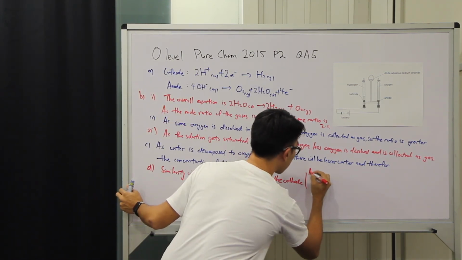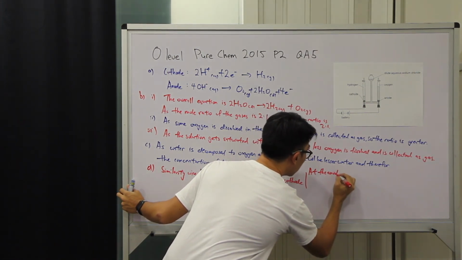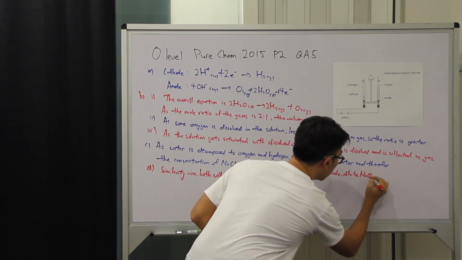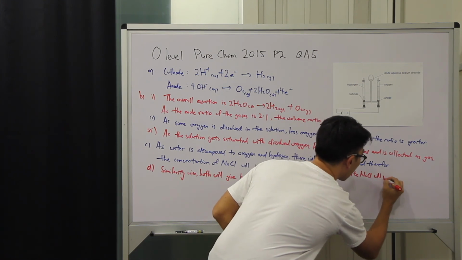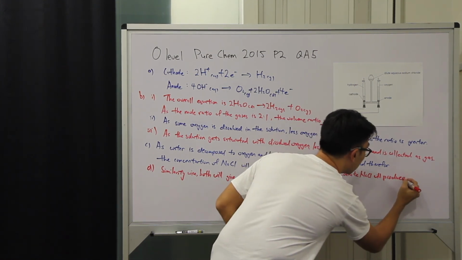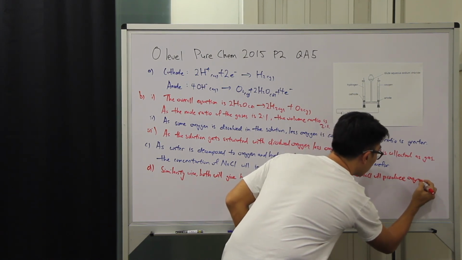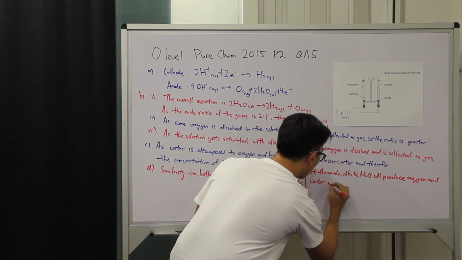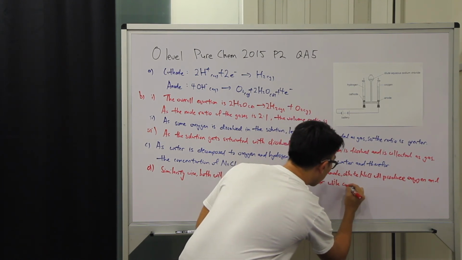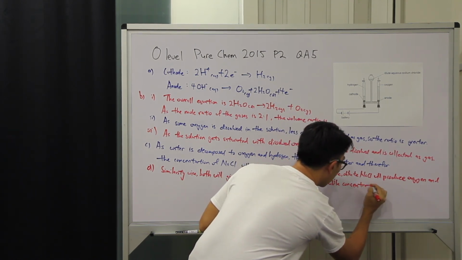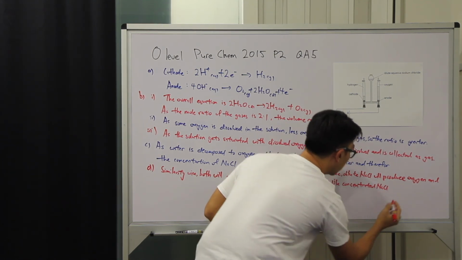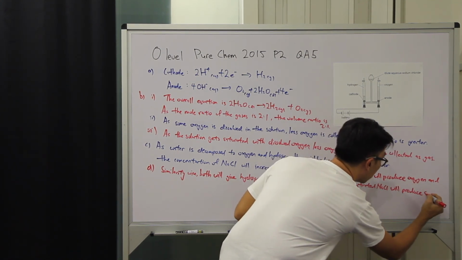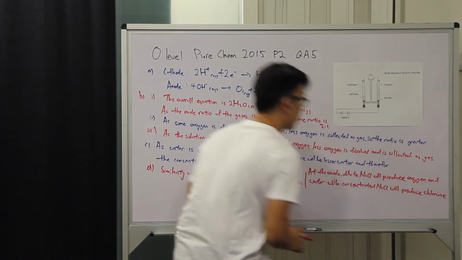At the anode, dilute NaCl will produce oxygen and water, while concentrated NaCl will produce chlorine.